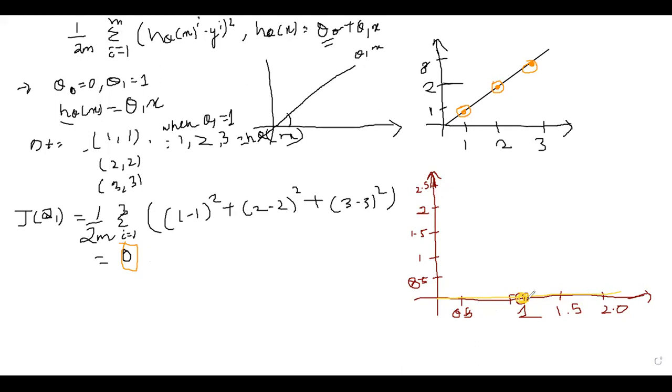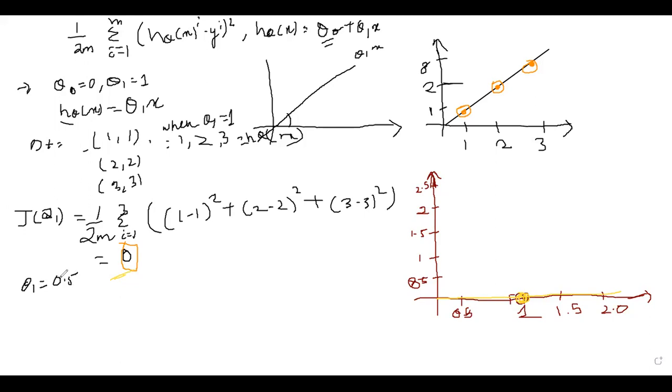When my theta 1 is 1, what is my cost function? That is 0, right? That means this axis it will be. Understood? Now I will do the next scenario. Let's take the value of theta 1 equals 0.5.